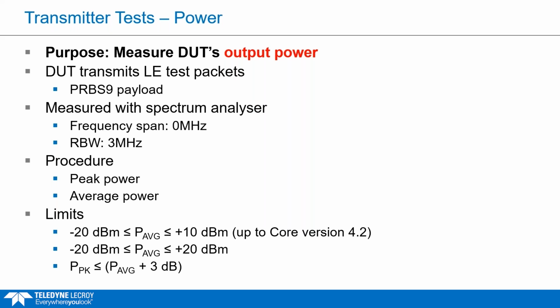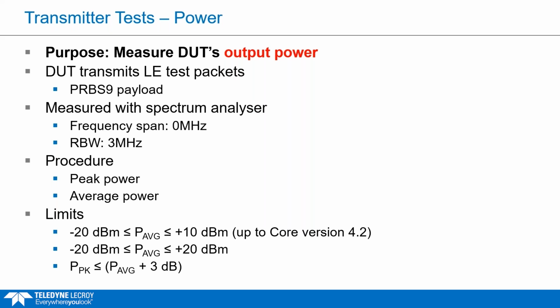procedure, and the limits. So if we look at power first, what we're doing here is we're measuring the transmit output power across a 3 megahertz band. So you can see the resolution bandwidth is 3 megahertz. That's really the measurement filter. And the frequency span is 0 megahertz.